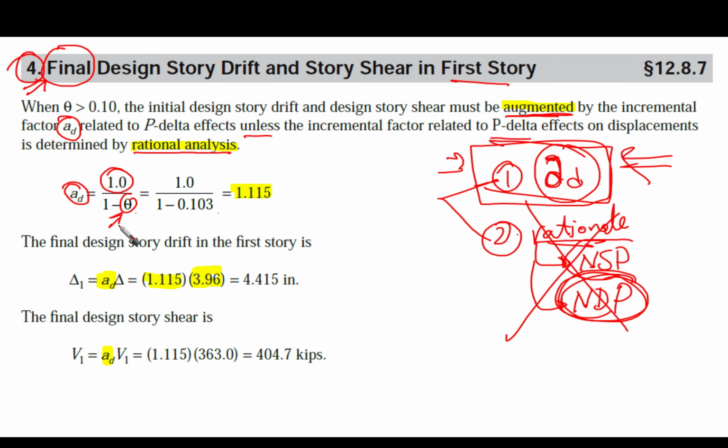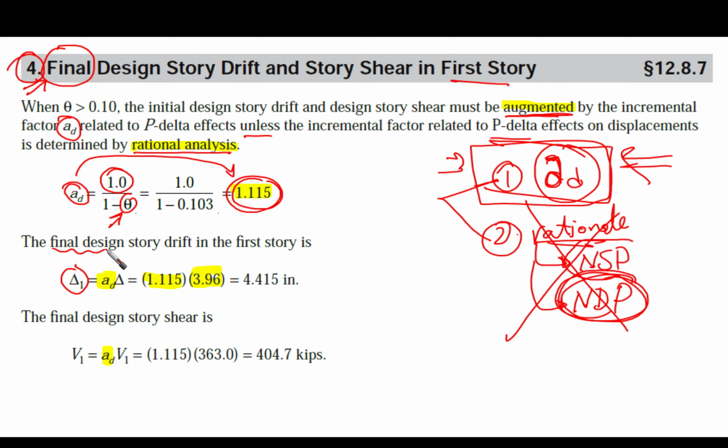Theta is the stability coefficient that we have already calculated in the previous slide. And this augmentation factor, we found, must be larger than 1. So it is going to be 1.115. So we are going to increase the forces and drifts, the design forces and the design drifts in our structure by 11.5%.